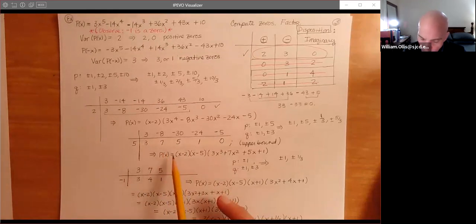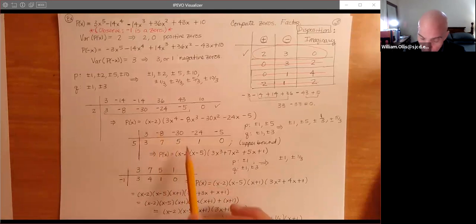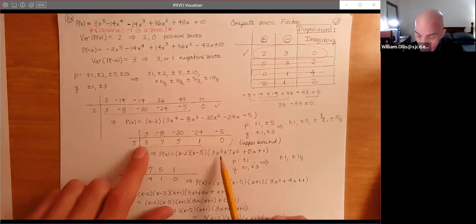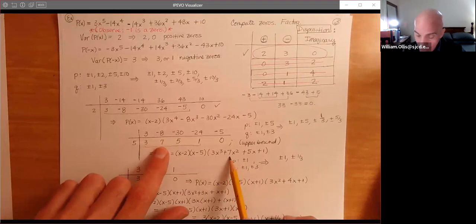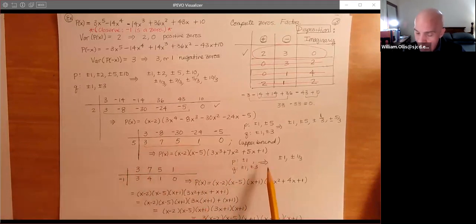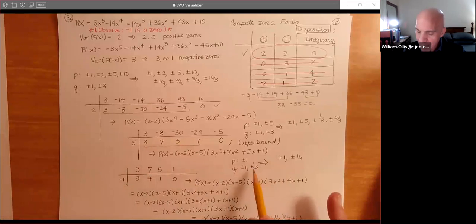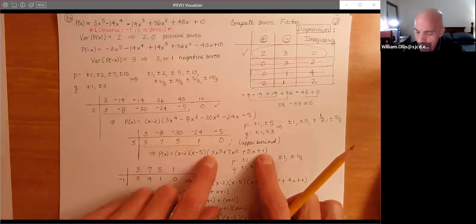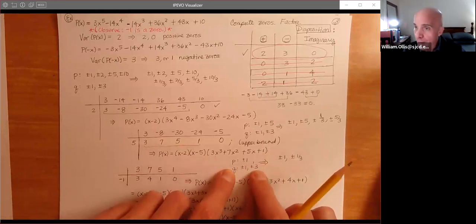Now, not only do we have 2 as a 0 and 5, we've got our reduced polynomial right here: 3x cubed, 7x squared, 5x plus 1. And now you're thinking, Professor Ron does this, but we've got back in our hip pocket that we know negative 1 works. But here's why, even if you don't recognize that, the next step is very useful. Look here, this is amazing. The p: plus or minus 1, and then of course the q: plus or minus 1, plus or minus 1/3.